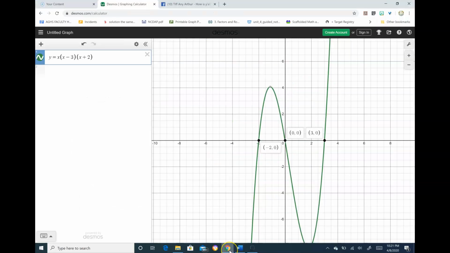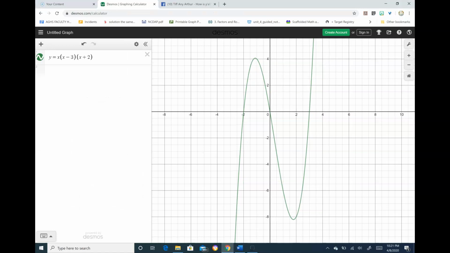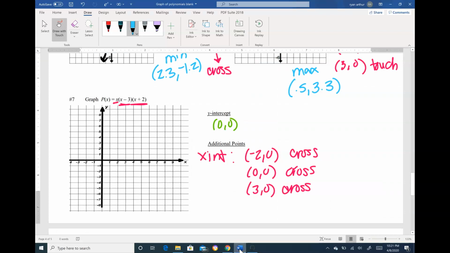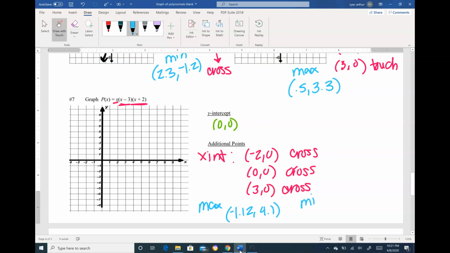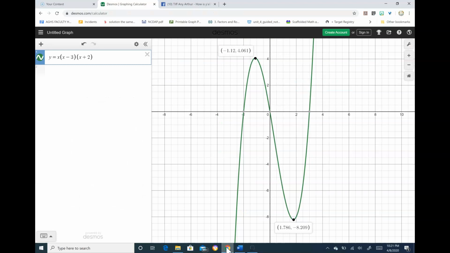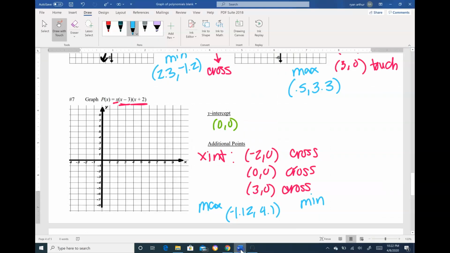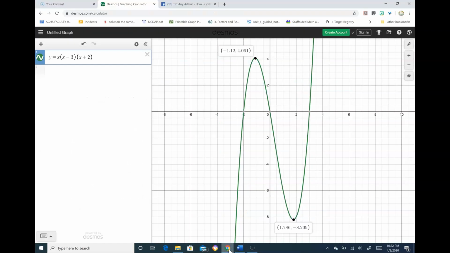And then last, see if there's any max or mins we did not click. So if you look, there's actually 2 here I did not click. Okay, so the first one is about (-1.2, 4.1). That was a max. And then I saw that there was a min, right down here: (1.8, -8.2). And that's all the gray dots.